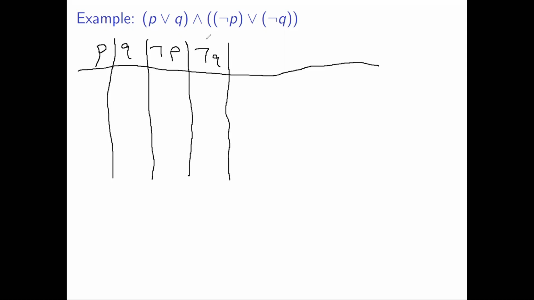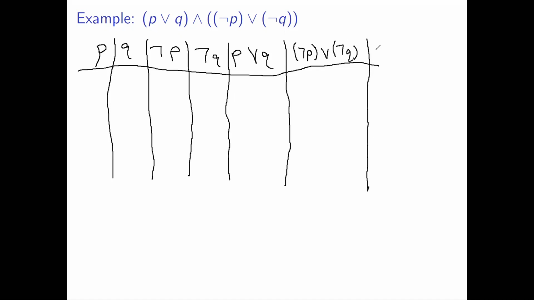And then we're going to have a column for the disjunction P or Q. And then we'll have a column for the disjunction not P or not Q. And then finally, all the way over here, we'll have a column with the proposition that we're looking for: P or Q, conjunction, not P or not Q.